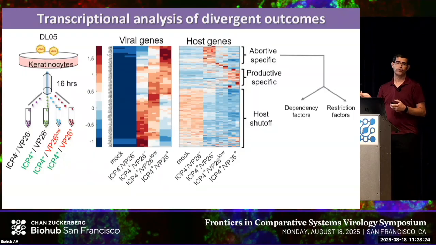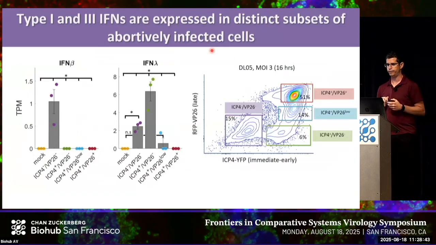There are actually both restriction factors and dependency factors in it, and this is mainly what my lab does these days. We're trying to figure out which of these are restriction factors, which are dependency factors, and which have no consequences for the viral life cycle, at least in our cell cultures. And I'm going to tell you 2 vignettes about a restriction factor and a dependency factor.